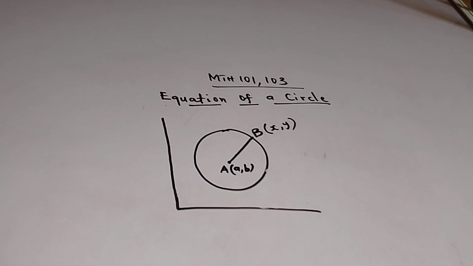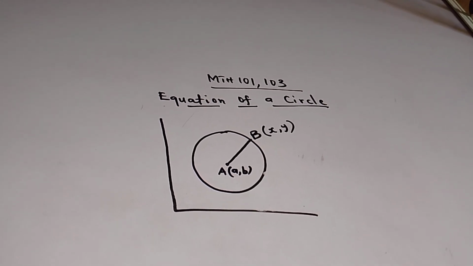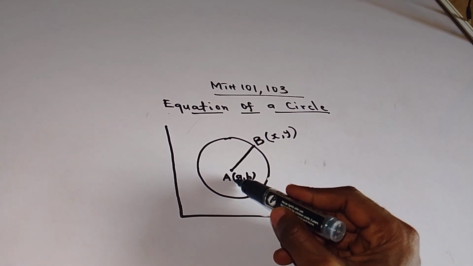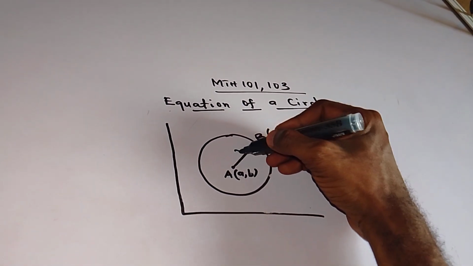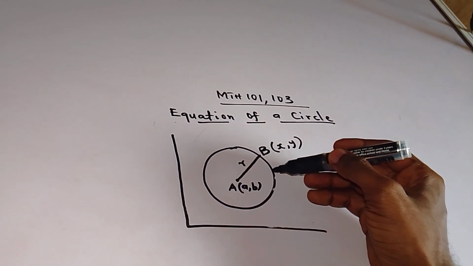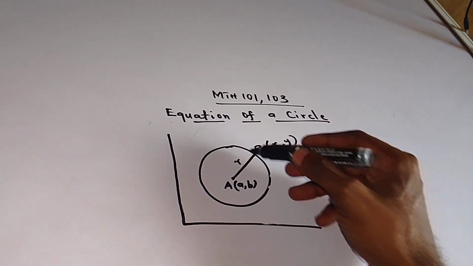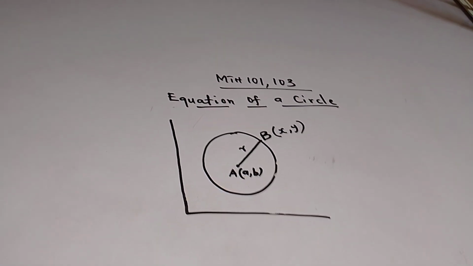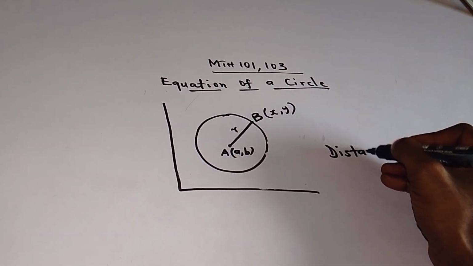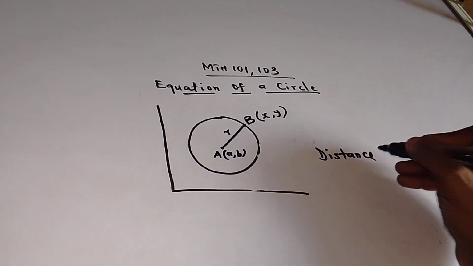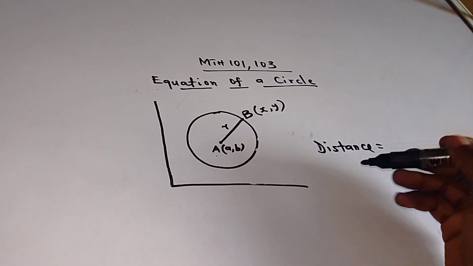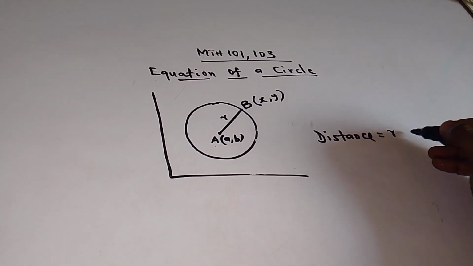Now, following this, to form the equation of a circle whose center is at this point, and this is the radius R joining point B on the circumference of this circle. So here we can say that the distance from point A to point B is this R. So we can take that the distance is equal to R.